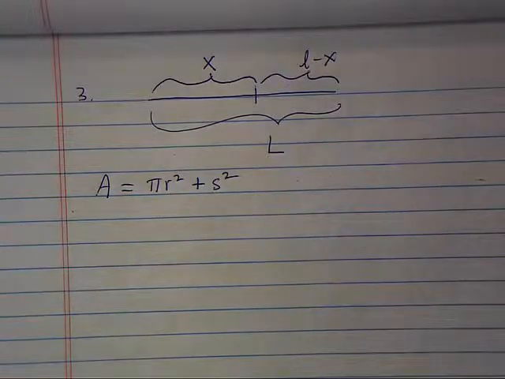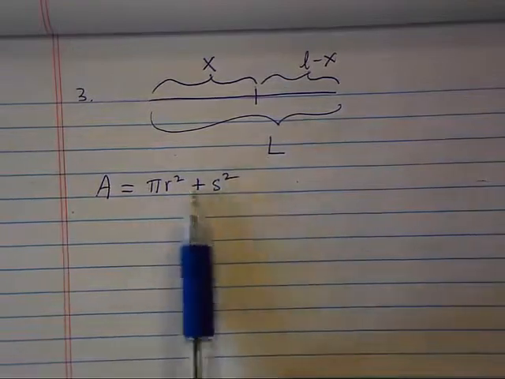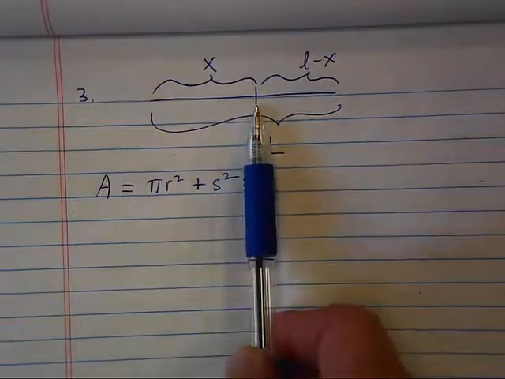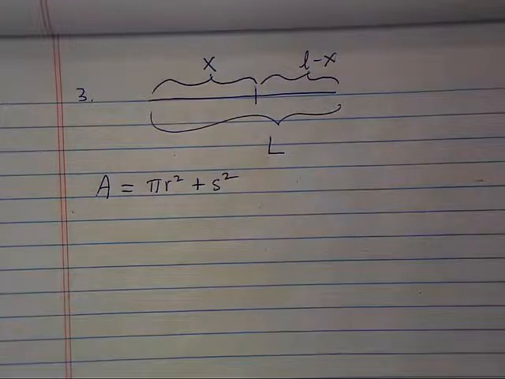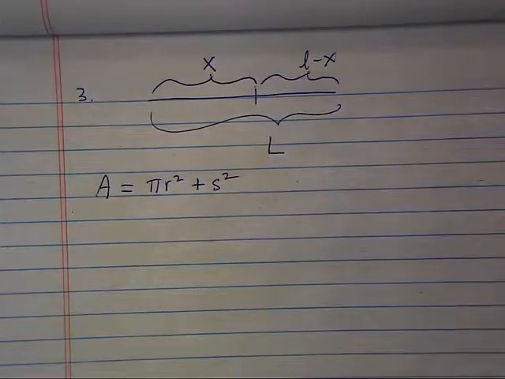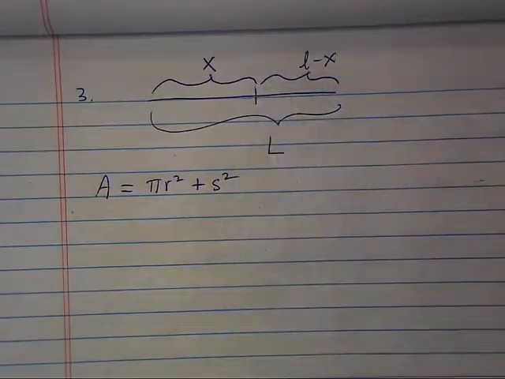Again, I have too many variables here. I have R, I have S. I think I want to convert both my variables and use the letter X, because it asked me how should I cut the wire X to make my circle? So I really want to find the length of X. Let's start with the square, because that one's easier. I've got a wire of a certain length, and I'm going to bend it to make a square. If I bend this wire to make a square, how long is each side going to be? L minus X over 4.